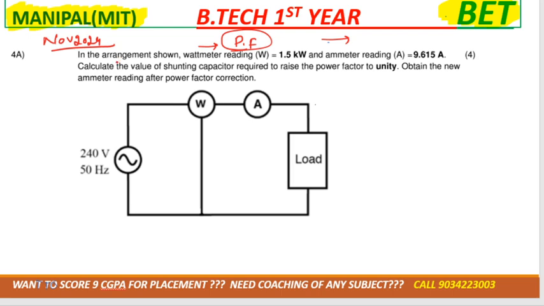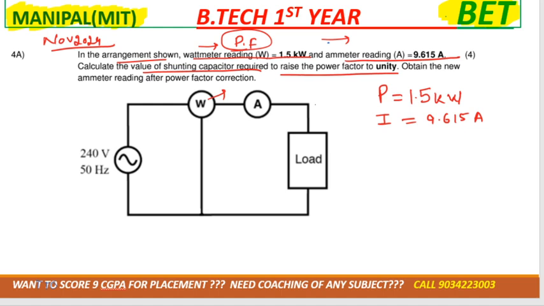So in this, what they said: in the arrangement shown, wattmeter reading is 1.5 kilowatt. Kilowatt is the unit of active power, so P is equal to 1.5 kilowatt. Ammeter reading means I is equal to 9.615 ampere. Calculate the value of shunting capacitor. As I told you, shunting capacitor means we have to add a capacitor to raise the power factor to unity, to improve the power factor to unity. It's one and the same thing, right?